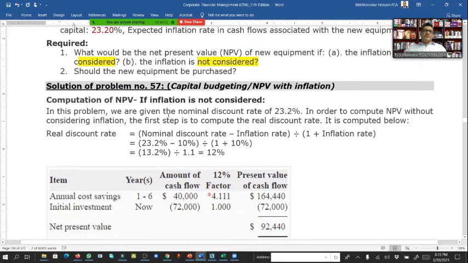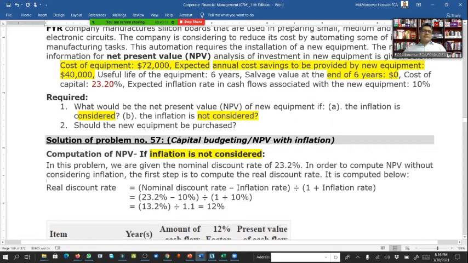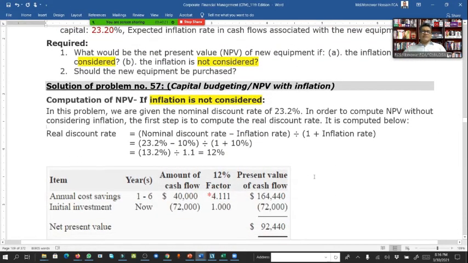So if we go for the calculation, here is the calculation. Computation of NPV if inflation is not considered: when we will not consider the inflation, what would be the NPV? This is the problem we are giving. This rate is the nominal discount rate, 23.2%.